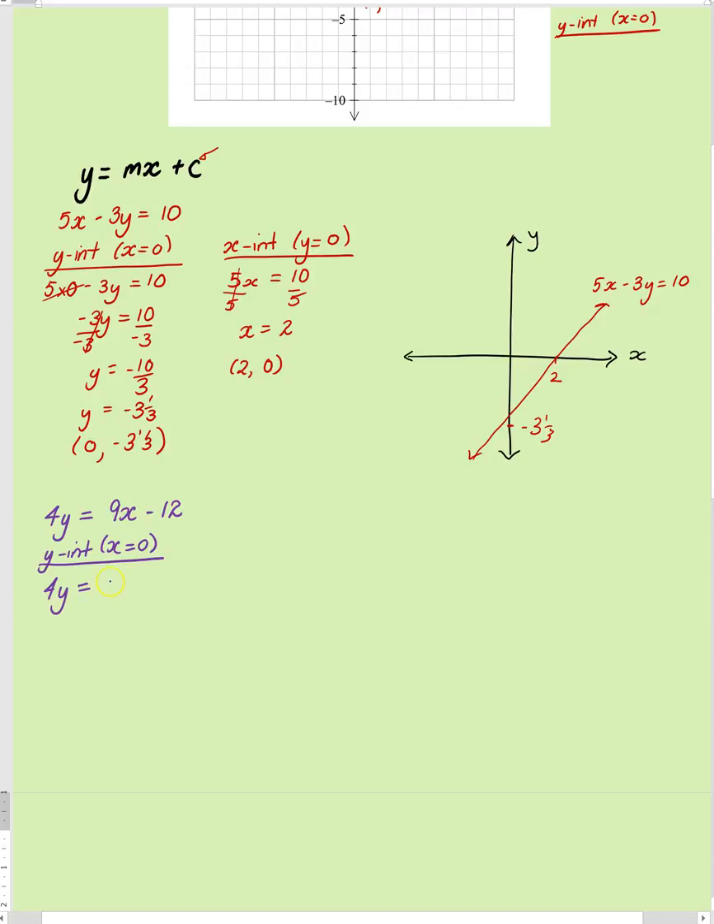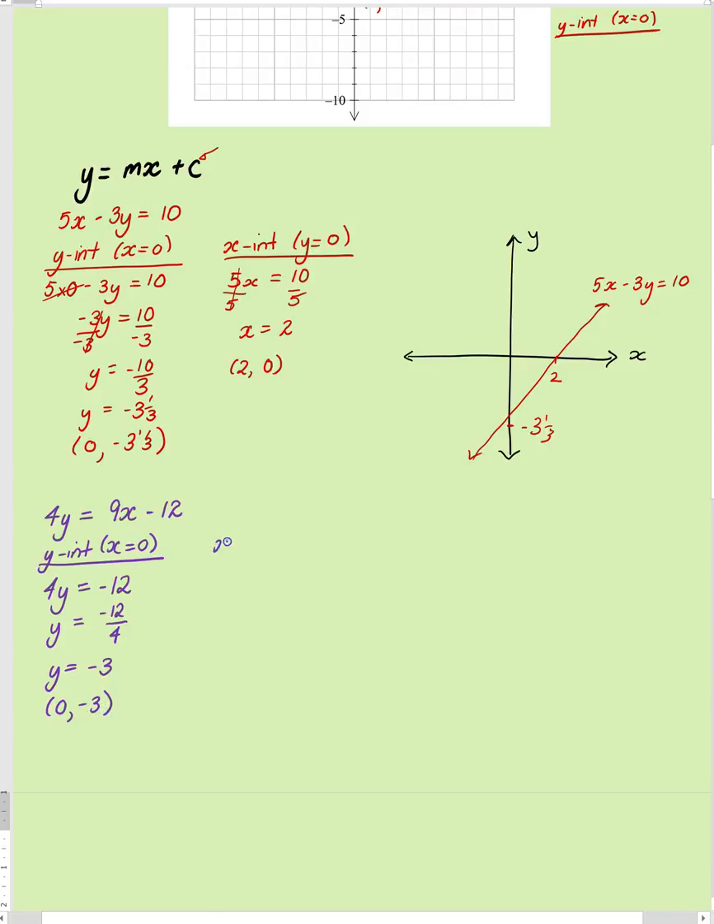So I'm not even going to bother writing 0, take 12. I'm just going to make that minus 12. To get rid of the times 4, again we divide both sides by 4, but when I divide this side by 4 I know I'm just left with y, and so it's minus 12 divided by 4, and that's minus 3. So that gives me the coordinate 0, minus 3.